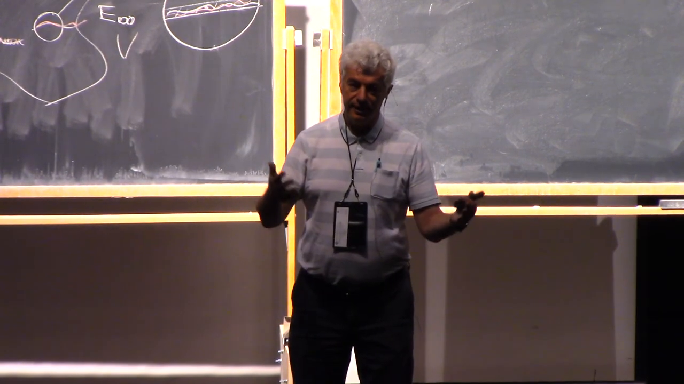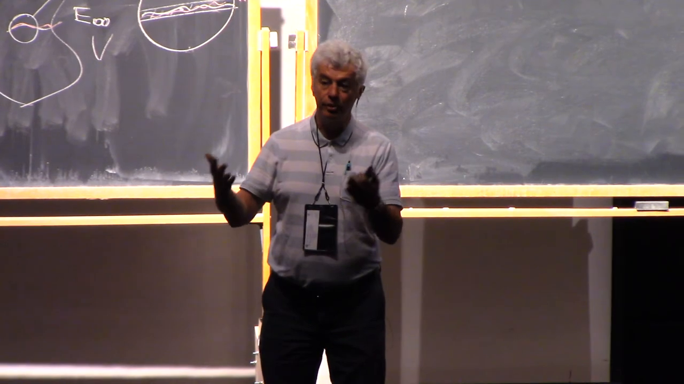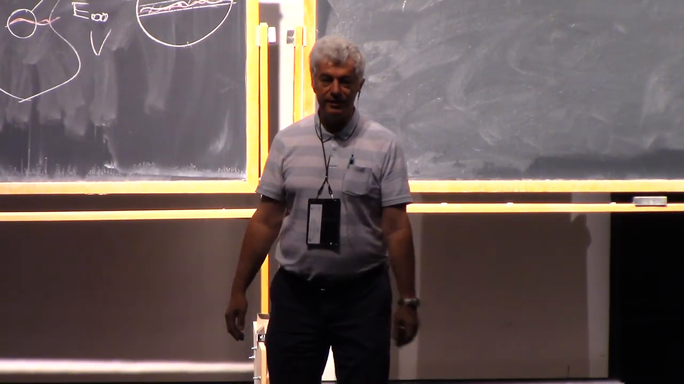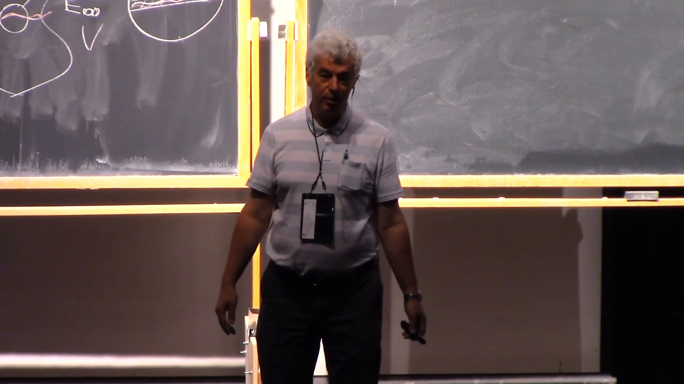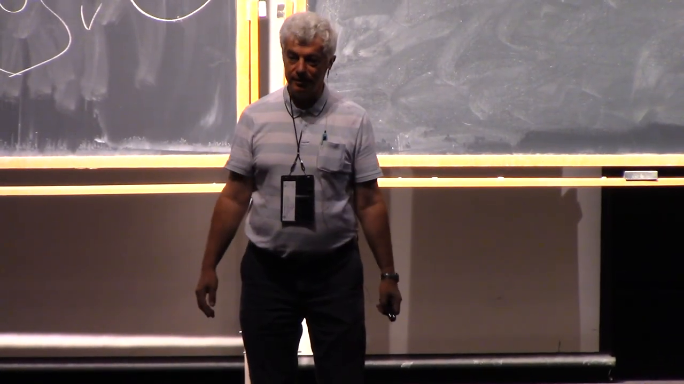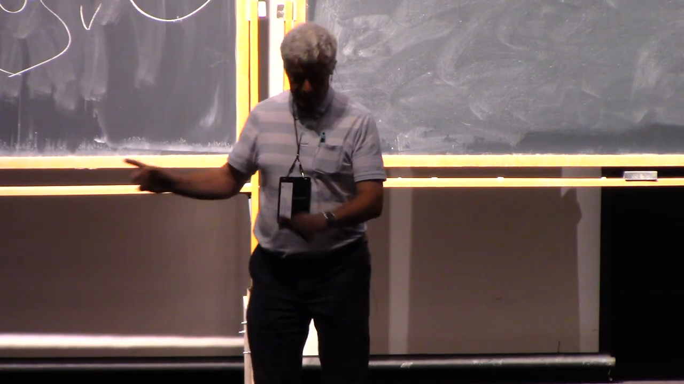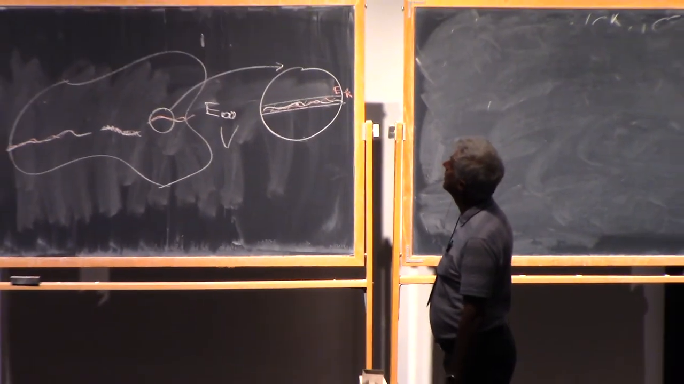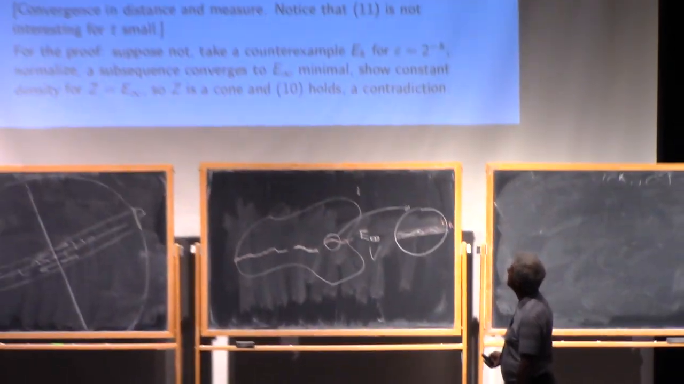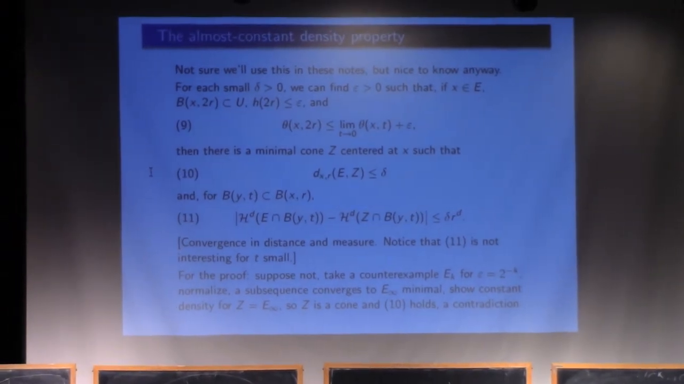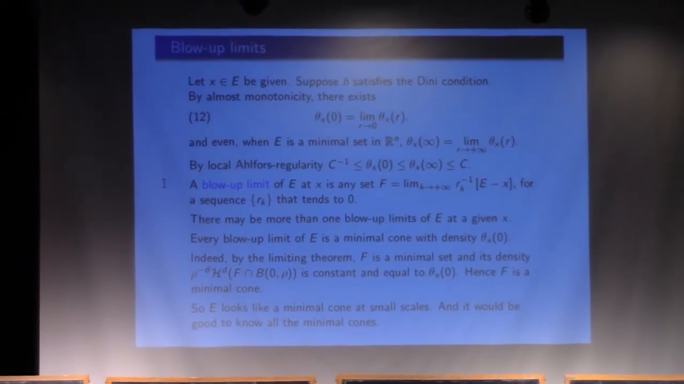Again, constant density and minimal implies cone. And I'm saying that by shuffling things around, almost constant density and almost minimal with small enough constants implies as close to a cone as you want. And this is very useful. I said that I would not use it in the rest of, okay, but we'll see. Okay, so this is the almost constant density property. I'll see whether I can leave it. Okay, yeah.